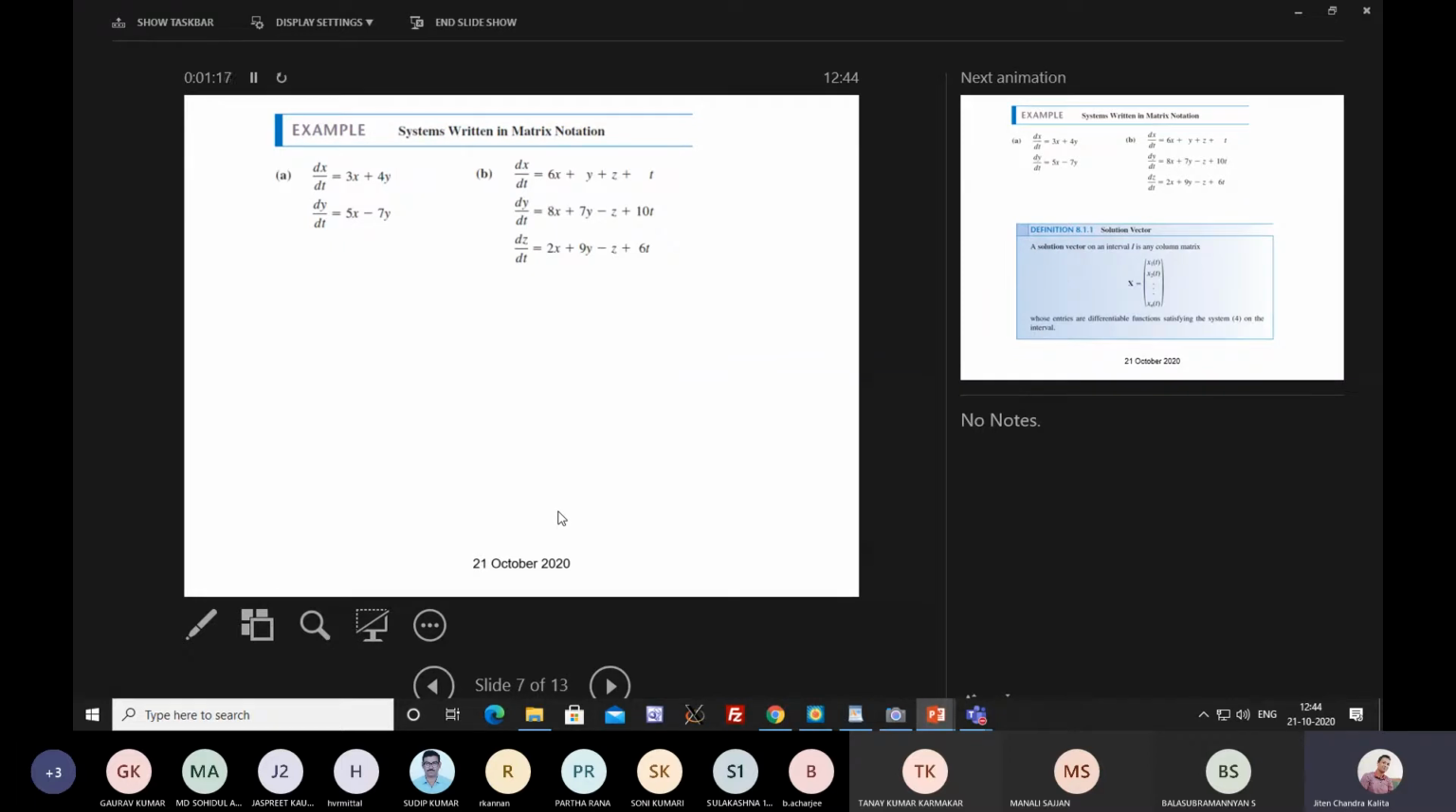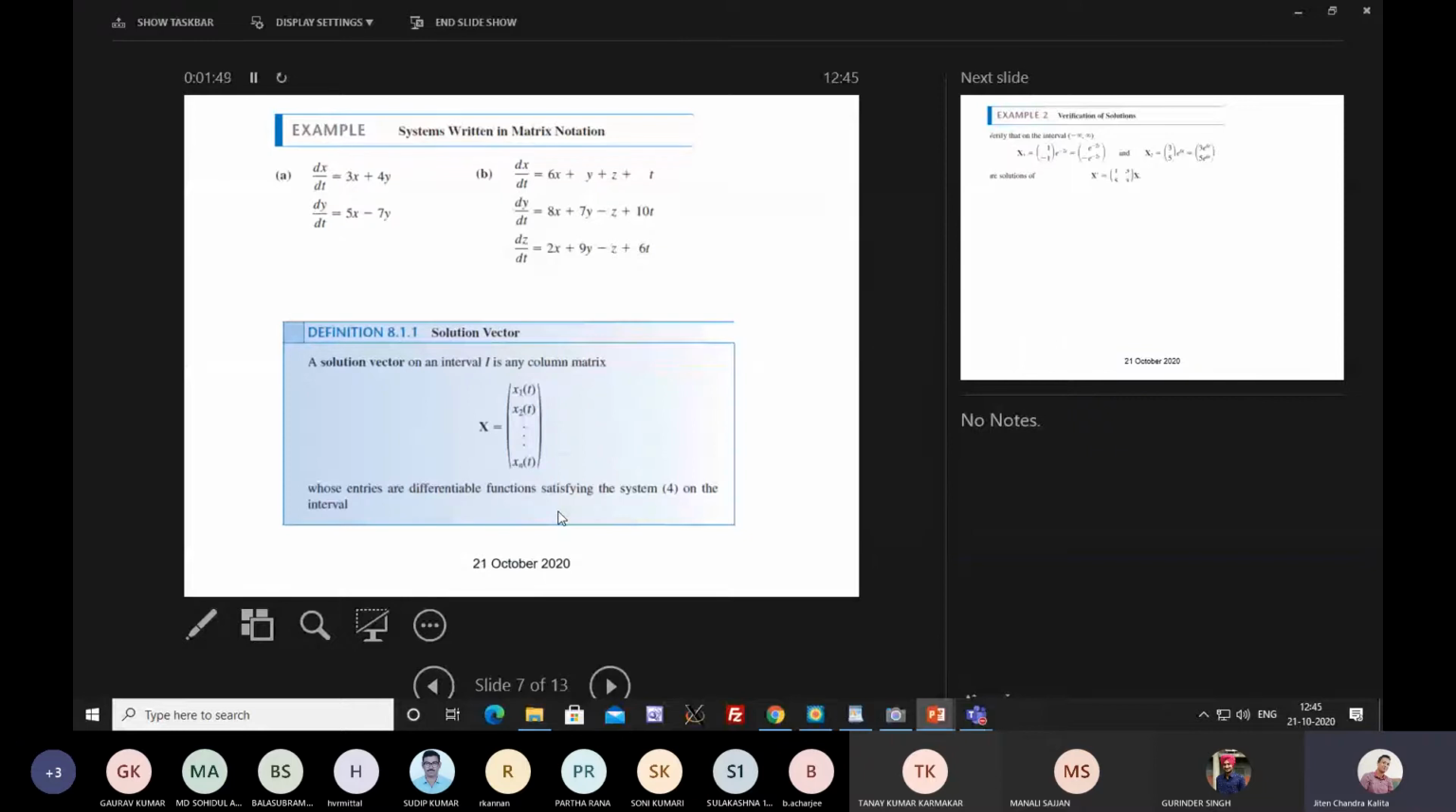Here is the system written in matrix notation, and here you can see the systems A and B. Which one is homogeneous and which one is non-homogeneous? Can you tell me? A is homogeneous. B is not homogeneous. A is homogeneous. And now this is important.